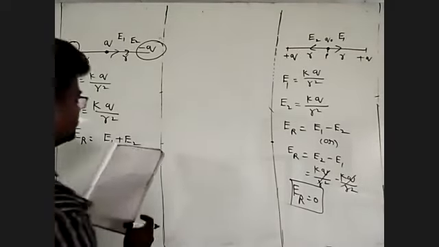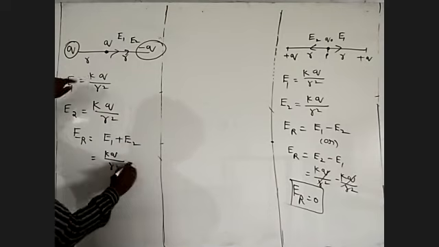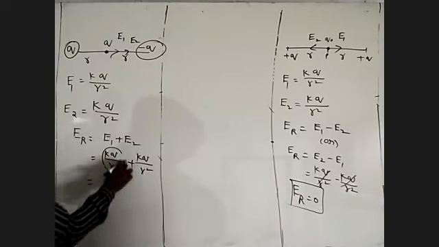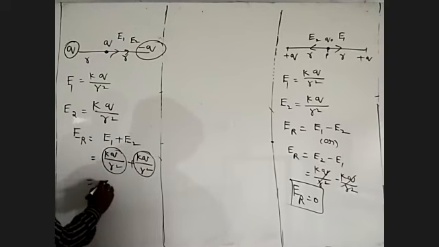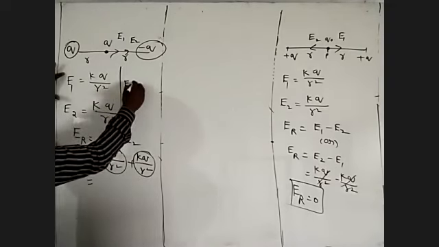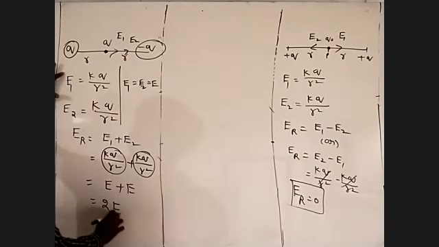Now next problem you will see. So what will happen in this situation? KQ by R square plus KQ by R square. Here both are the same magnitude. Now we are calculating, E1 is equal to E2, that is equal to E. I am writing this as E plus E. So what is the answer? 2E. This is your resultant electric field at the P point.